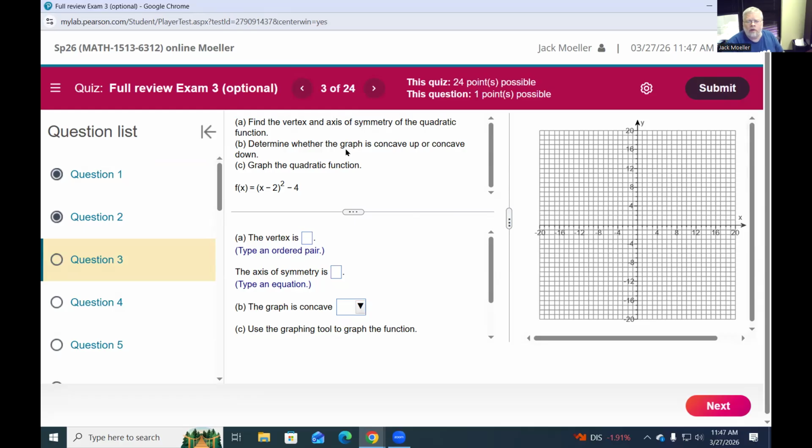The concavity language is more what you would use in calculus, but still, concave up means it opens upward, concave down means it opens downward. And then we need to graph it. So how do we do this? f of x is (x minus 2) squared minus 4. All right, so let's do all the work on paper, and then we'll back up and do it on MATLAB.